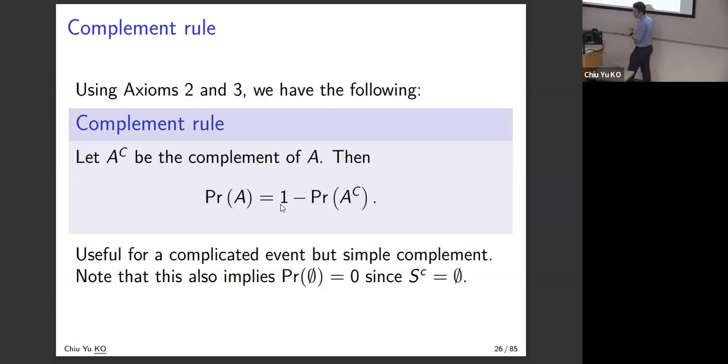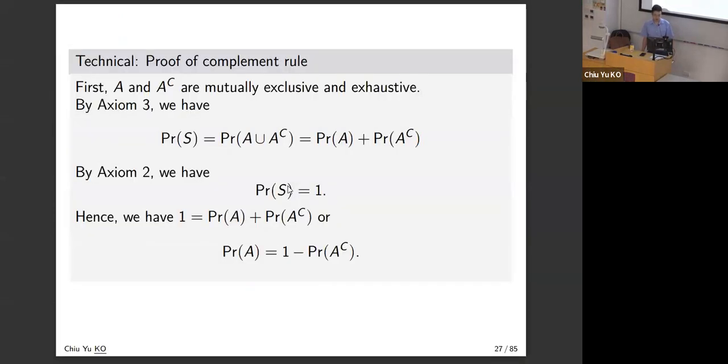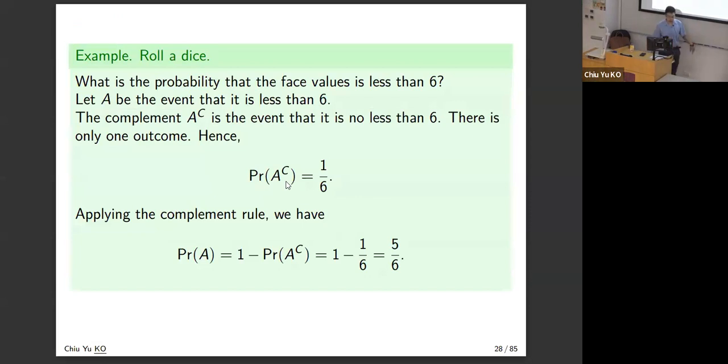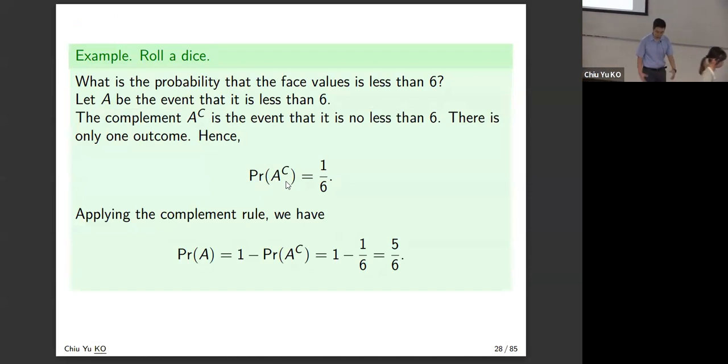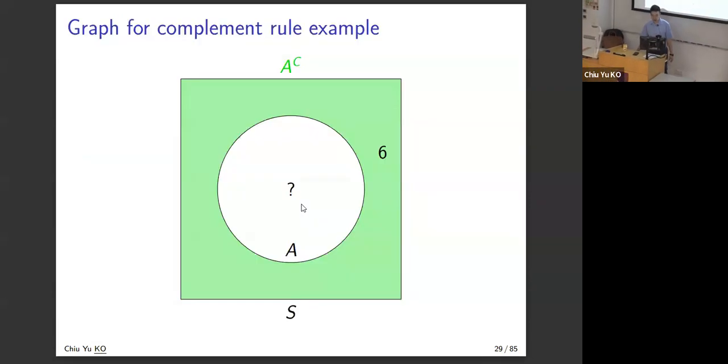The first is the complement rule. It essentially says that A and A complement added together must be 1, because that comes from axiom 3, right? And 2, right? I'm not going to do a proof, but the idea is that it simplifies calculation. If calculating a particular event is very difficult, but you can calculate the thing outside, then it's much easier, right?